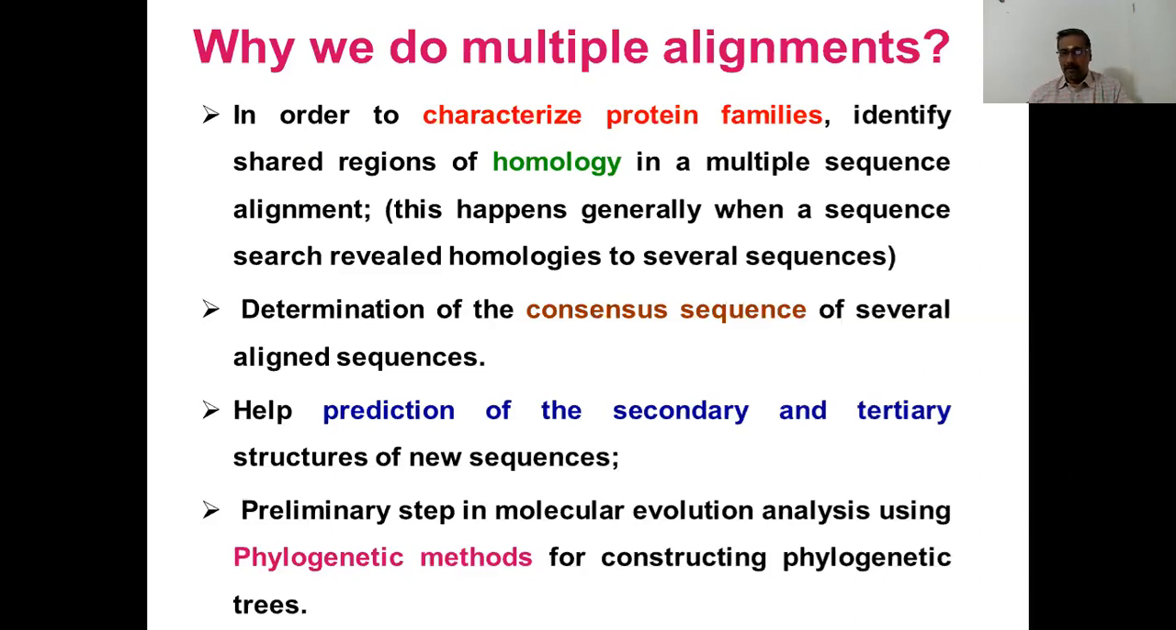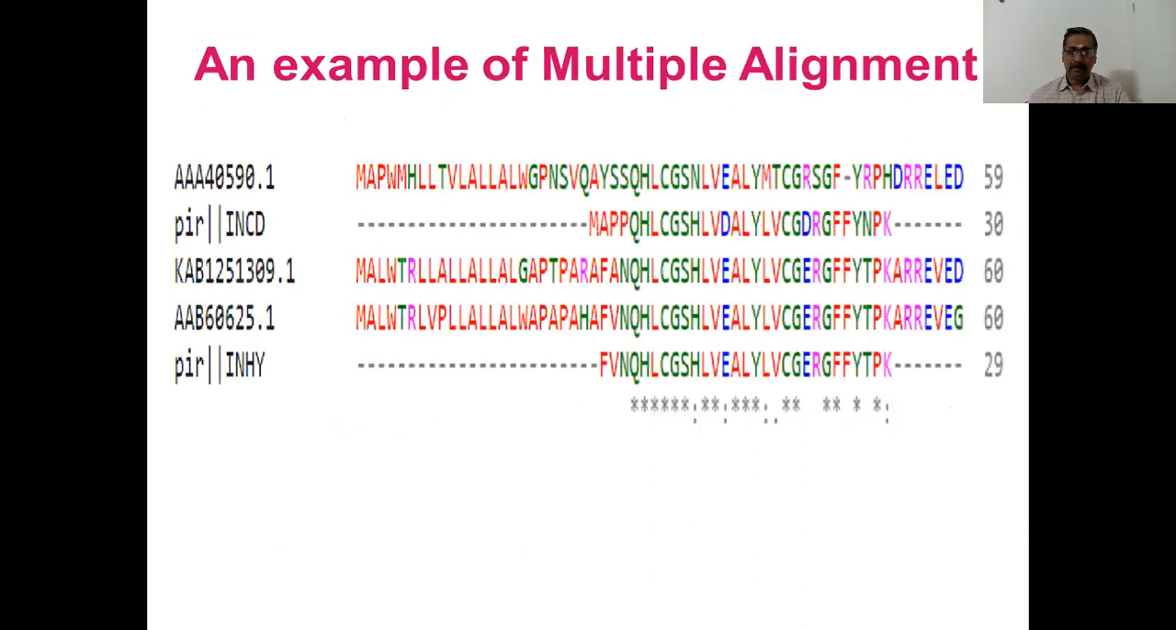So there are 3 to 4 broad applications: to characterize the protein families, to find the conserved characters, to predict secondary and tertiary protein structures, and finally to predict a phylogenetic tree and comment about the evolutionary history. For all these things, multiple sequence alignment plays a major role. Now this is an example output which I got from CLUSTAL OMEGA, which is hosted by the European Bioinformatics Institute.